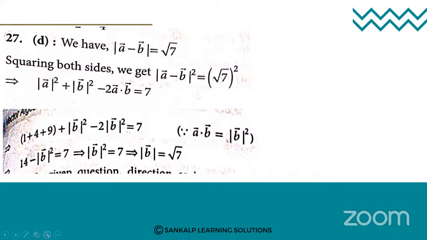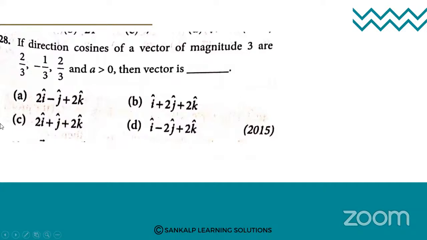Okay, next example. If the direction cosines of the vector of magnitude 3 are 2/3, -1/3, 2/3, and a is greater than 0, then the vector is... So direction cosines have been given. To find the vector, we require the direction ratios. So using the direction cosines, we need to calculate the direction ratios, and then we can simplify.